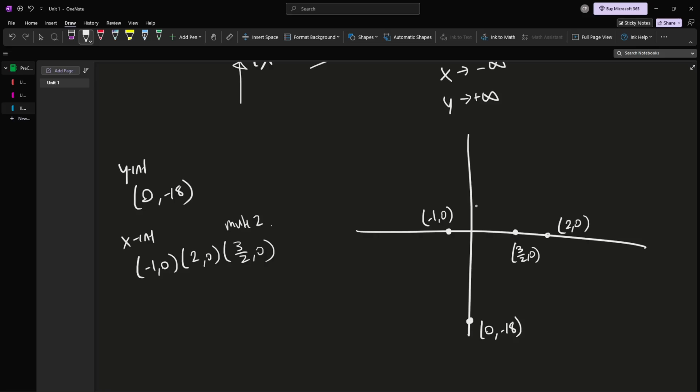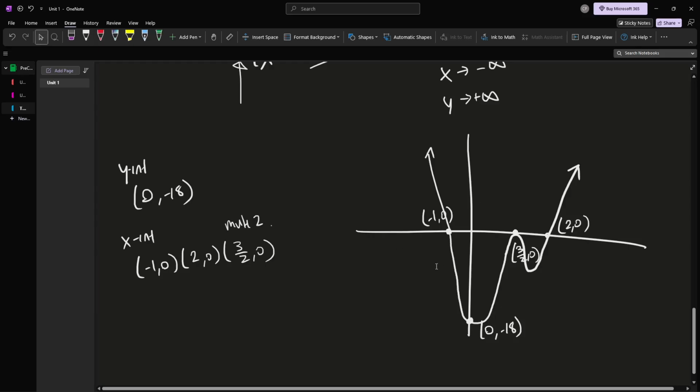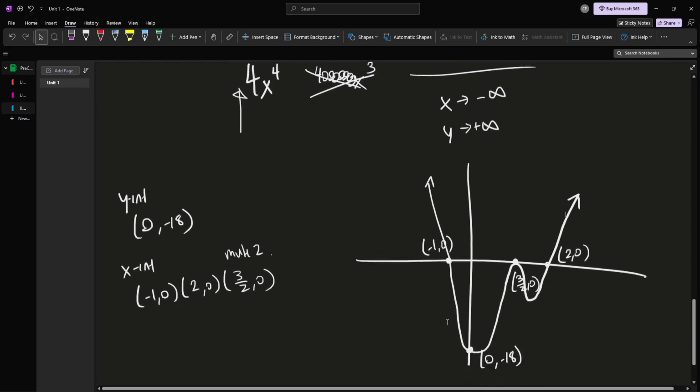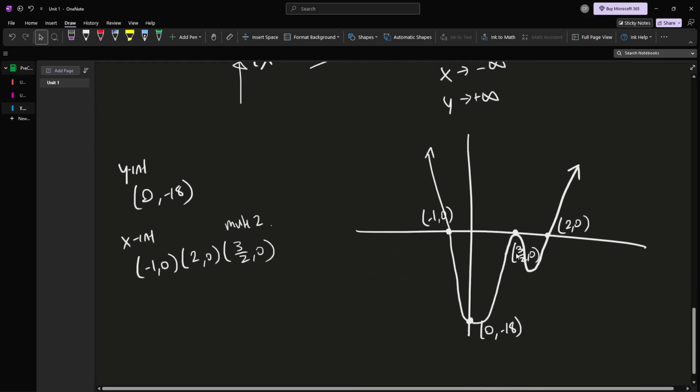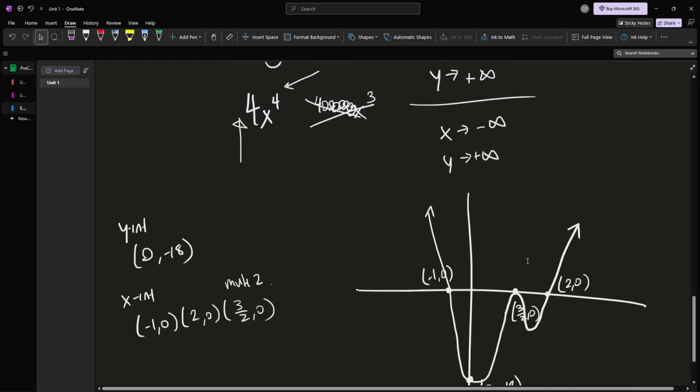So as x goes to negative infinity, I must go to positive infinity. And I must touch every single point that I graphed. So I must go down here, touch negative 18, come back up, and I see I have a multiplicity of 2. So I must bounce and pass through. And this is my graph. I must touch all my x-intercepts. I must touch all my y-intercepts. I pass through negative 1 and positive 2 and bounce at 3 halves. And my end behavior is both going to positive infinity.